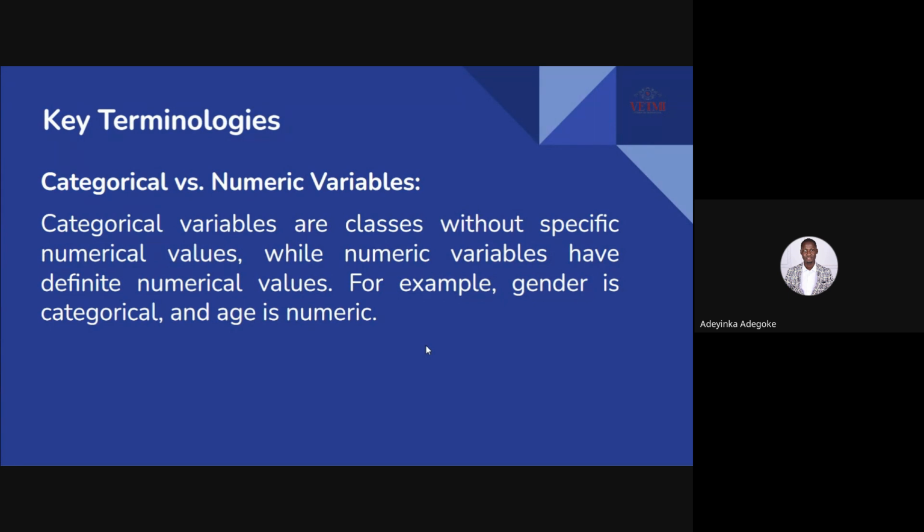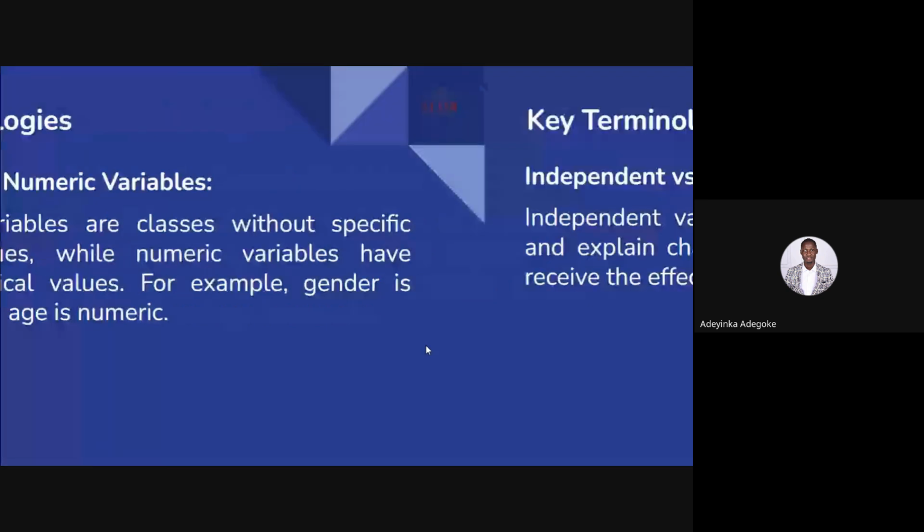So gender is an example of a categorical variable: male, female. Age is numeric. So many examples of numeric variables. Numeric variables are variables in the form of numbers, figures, specific figures, not a range of figures. Once it's a range of figures, it becomes a categorical variable. Let's take note of that.